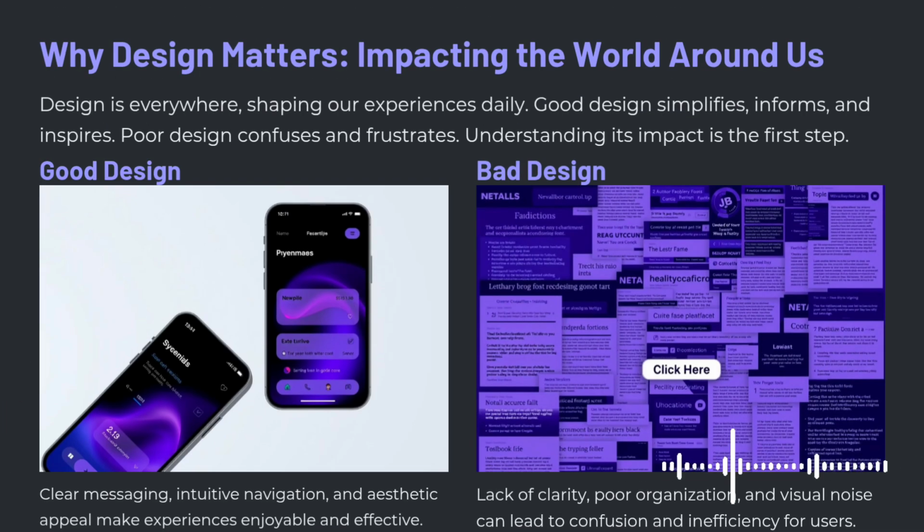Why design matters? Impacting the world around us, design is everywhere, shaping our experiences daily. Good design simplifies, informs, and inspires. Poor design confuses and frustrates. Understanding its impact is the first step. Good design, consisting of clear messaging, intuitive navigation, and aesthetic appeal, makes experiences enjoyable and effective. But bad design, consisting of lack of clarity, poor organization, and visual noise, can lead to confusion and inefficiency for users.